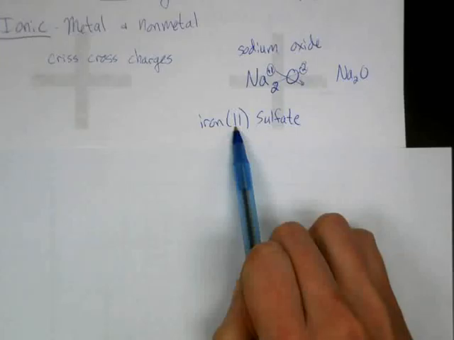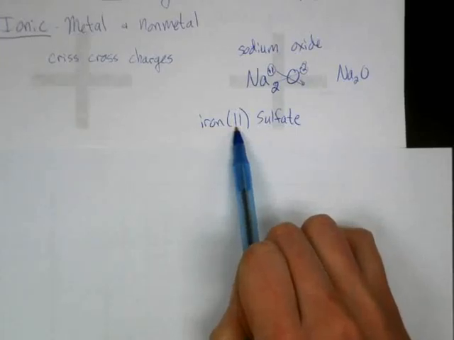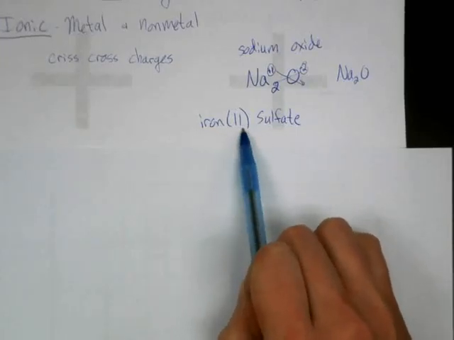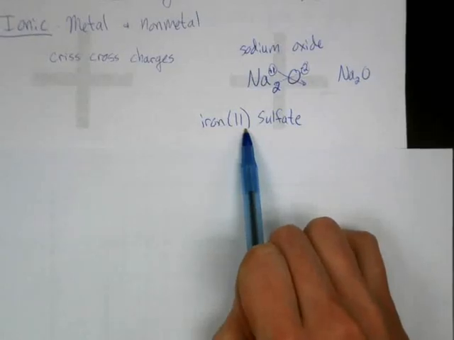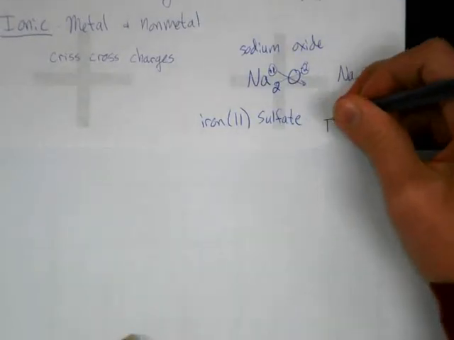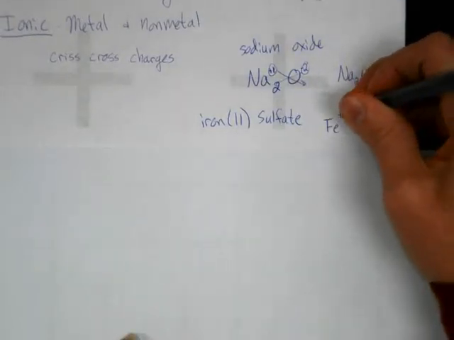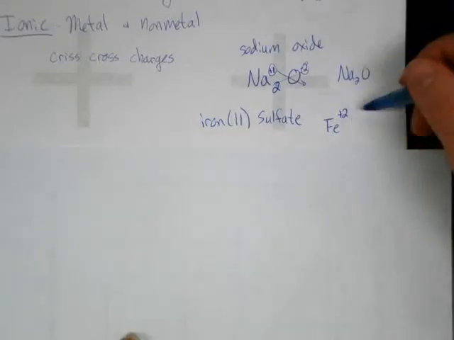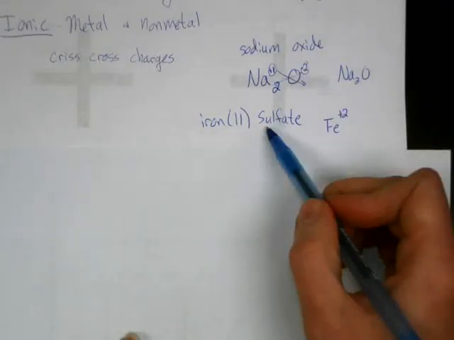Iron(II) sulfate. All right. Anytime you have a metal that has a variable charge, we have Roman numerals that tell us the charge. Makes it really easy for us. Iron is Fe, and this Roman numeral 2 says it's a 2+ charge.